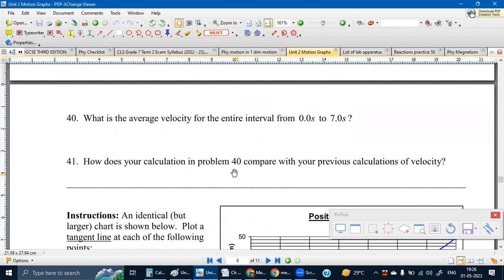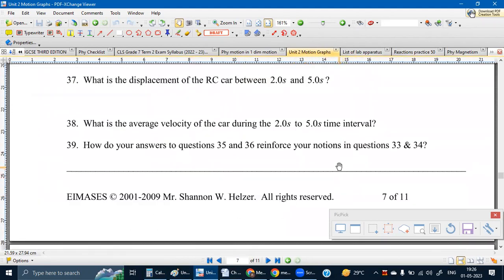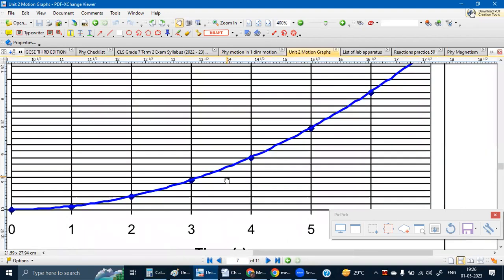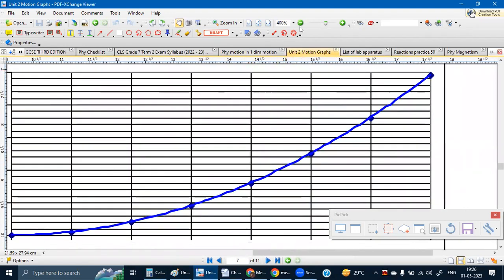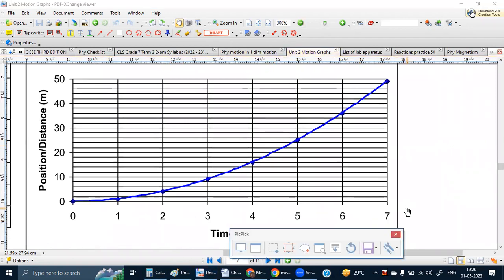How does the calculation in problem 40 compare with previous calculations of velocity? See, here all the velocities which are there, how much is the velocity? The velocity keeps on increasing. Correct? In the last 1 second, how much is the velocity? 6 seconds to 7 seconds, just find that. Between 6 seconds to 7 seconds, how much is the velocity?